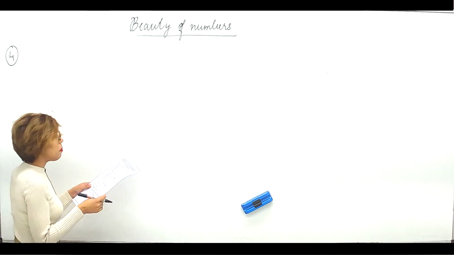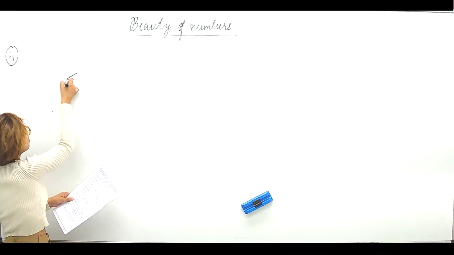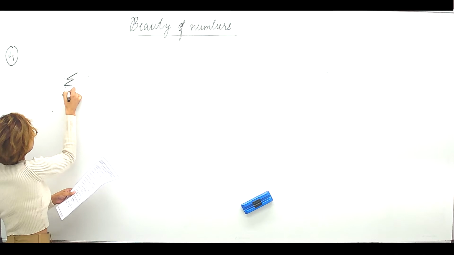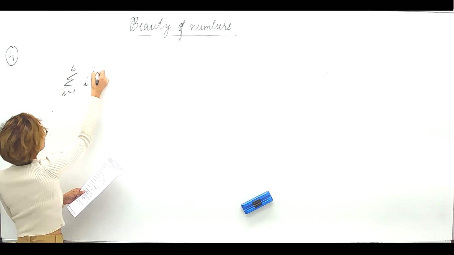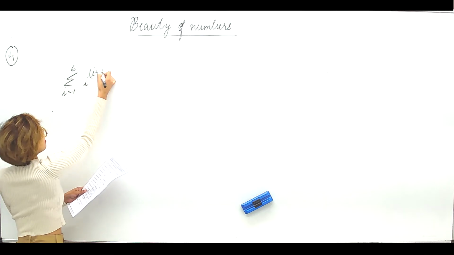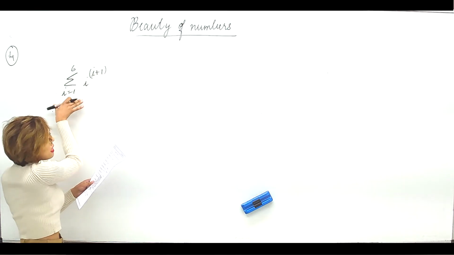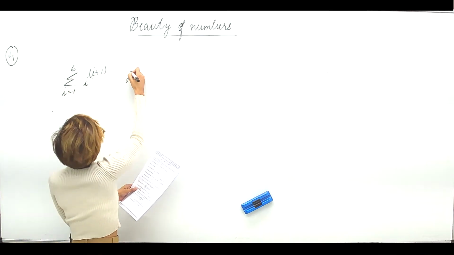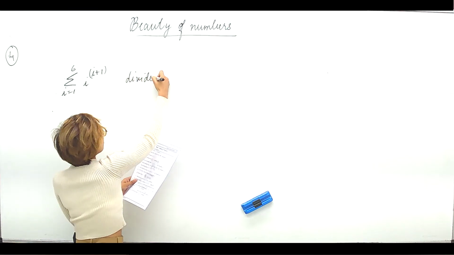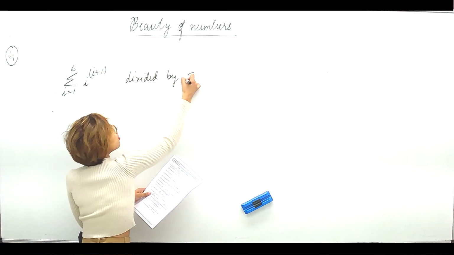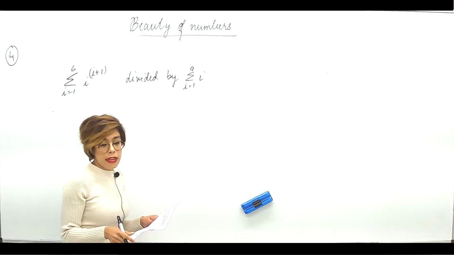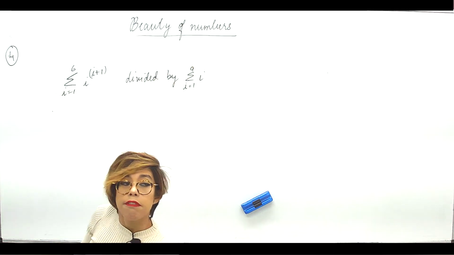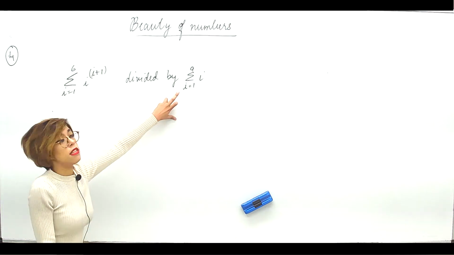Right. Find the remainder when summation I varies from 1 to 6, I raised power I plus 1. Obviously, this is the power. Then this number is divided by summation I, where I varies from 1 to 9. Right? Find the remainder when this is divided by this.